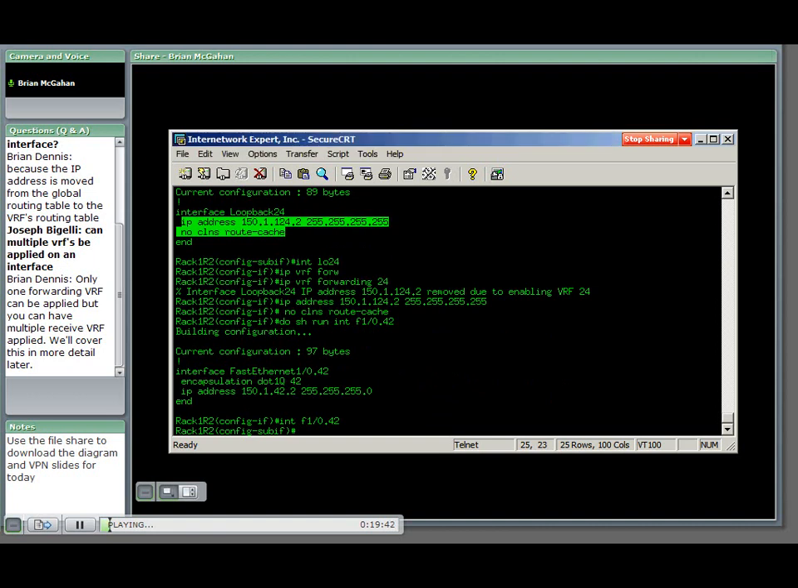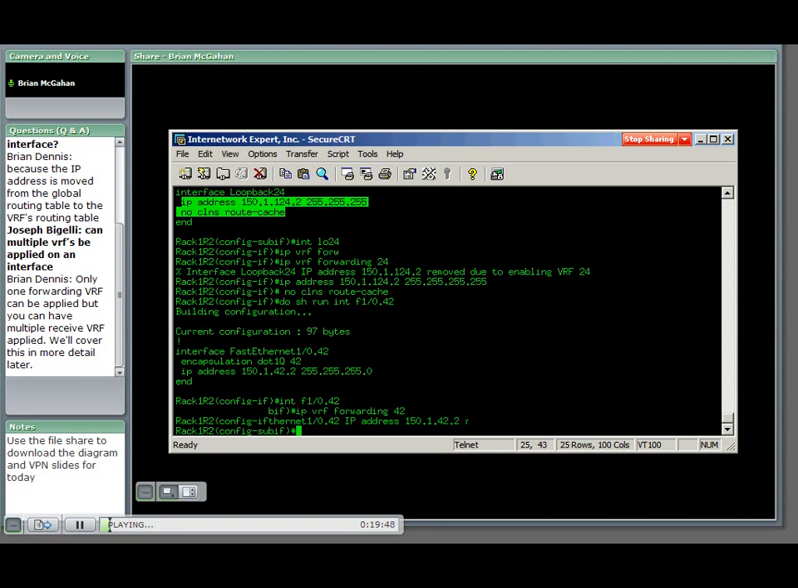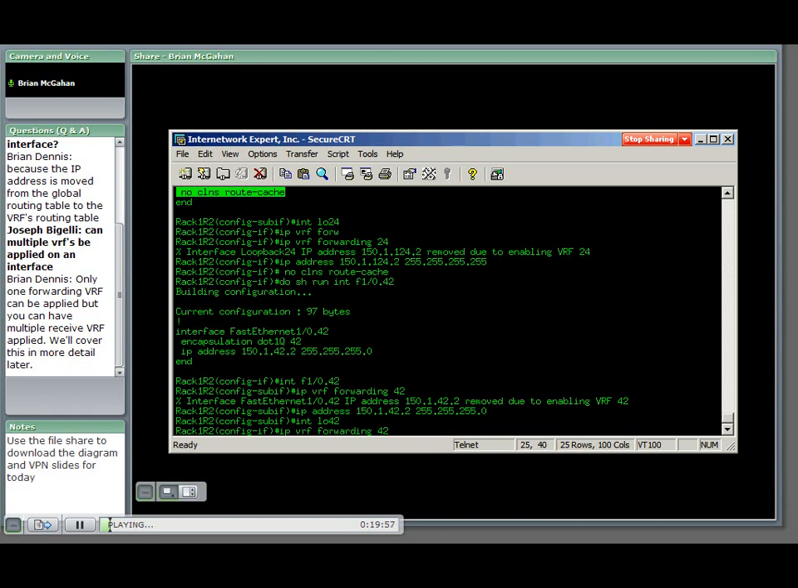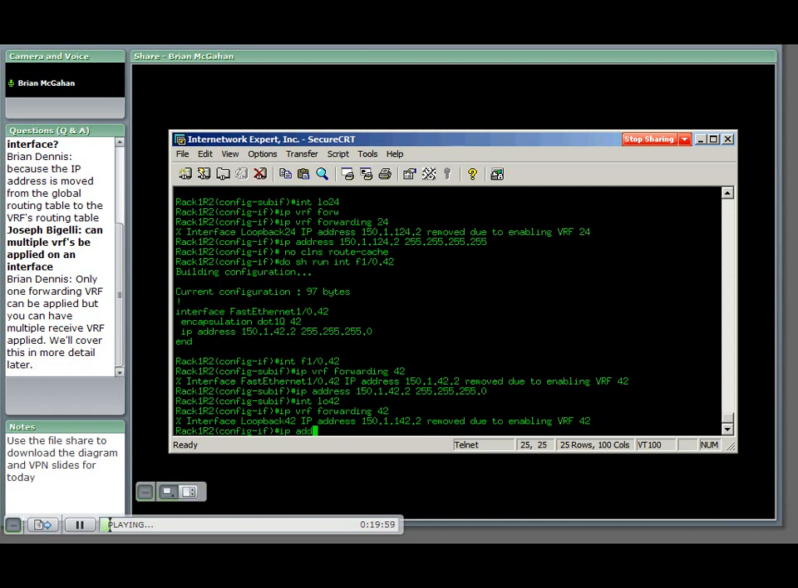And the same thing on the other FastEthernet subinterface and the other loopback. ip vrf forwarding 42, and we'll put our IP address back. And the same thing on the loopback. 150.1, 142.2.